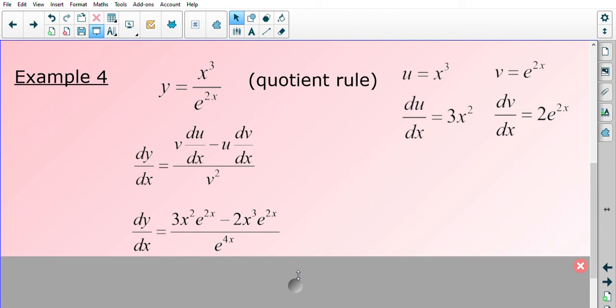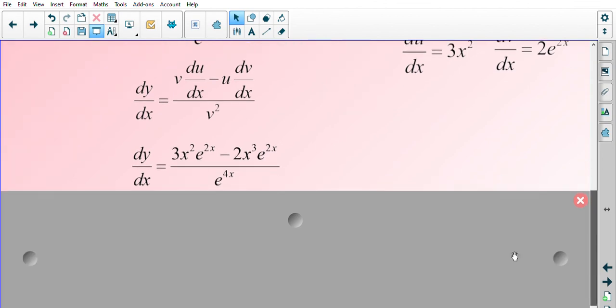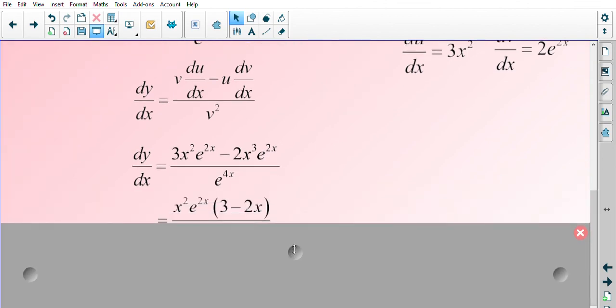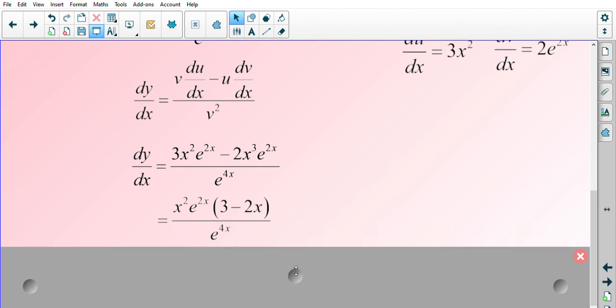So that is my answer, however, there's a lot we can do to simplify this. Starting with the numerator, I can take a common factor out, so let's do that first. You can see I can take an x squared e to the 2x out of both terms. I'd be left with a 3 in the first term and a minus 2x in the second term. Now that maybe looks like the final answer, but we can still simplify.